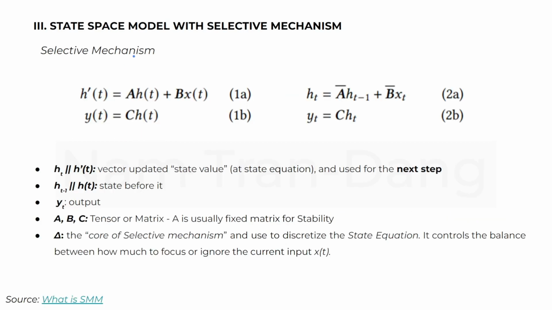Here is the selective mechanism. On the left side is the math equations. We have the derivative here, which I mentioned before is used to denote the change over time. And on the right side, these are the equations that we use in the GPUs. I will mention again, the h(t) with the derivative means that it is used for the state update value. You can see here.